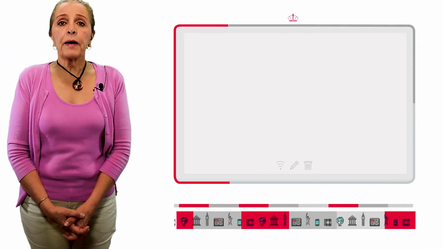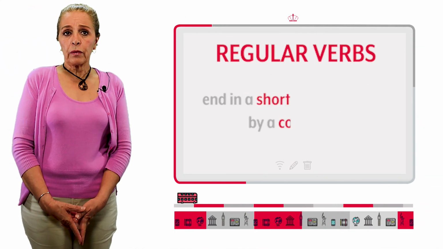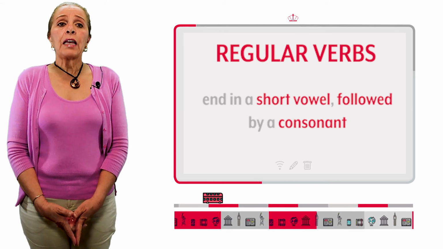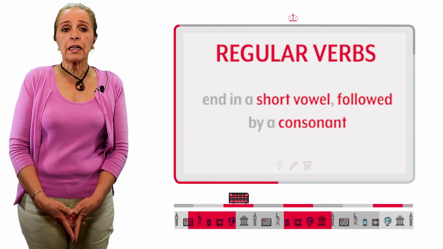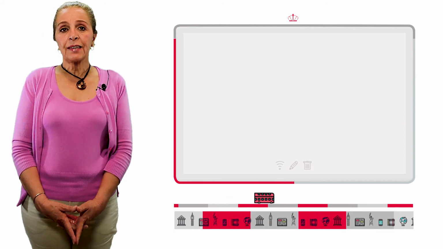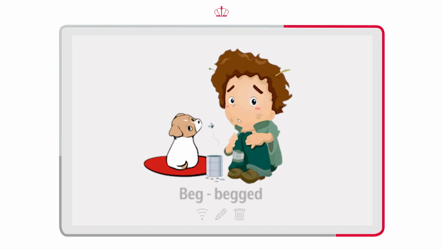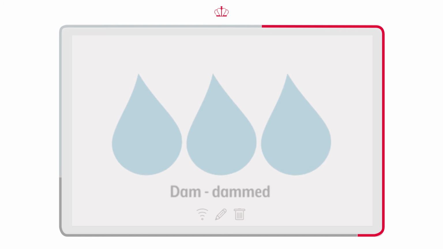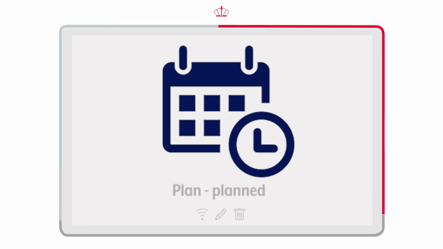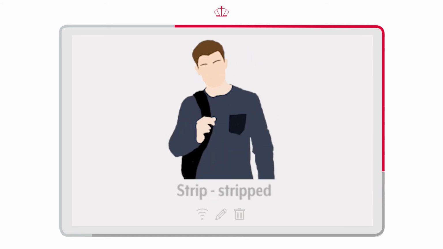For the regular verbs that end in a short vowel followed by a consonant, we must double the final consonant before adding ed. Beg, begged. Dam, damned. Plan, planned. Strip, stripped.